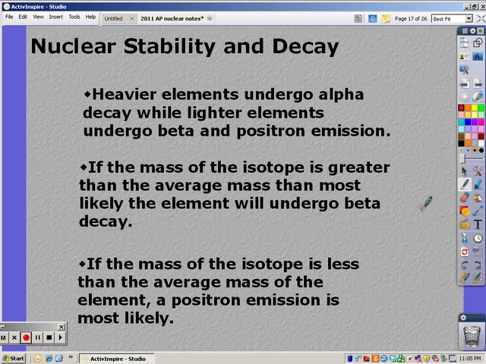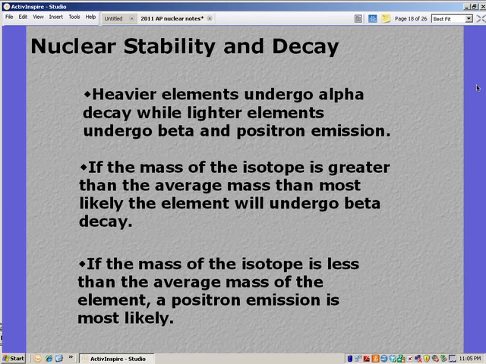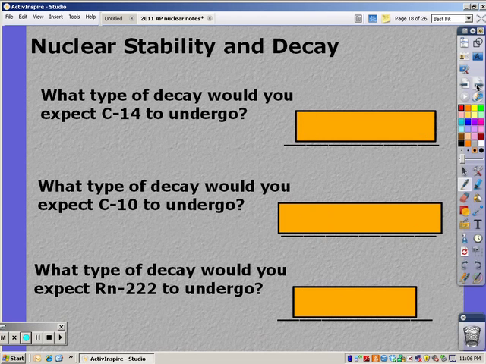So what type of decay depends on how many neutrons to protons it has. Heavier elements usually undergo alpha decay, while lighter elements will undergo beta and positron emissions. If the mass of the isotope is greater than the average mass, which is located on the periodic table, then most likely the element will undergo beta decay. If the mass is less than the average mass, then it will undergo positron emission. So pause the video and figure out which type of decay you think these isotopes will undergo.